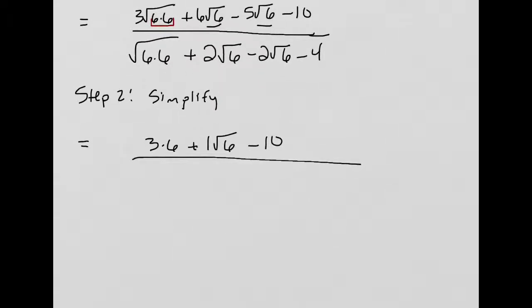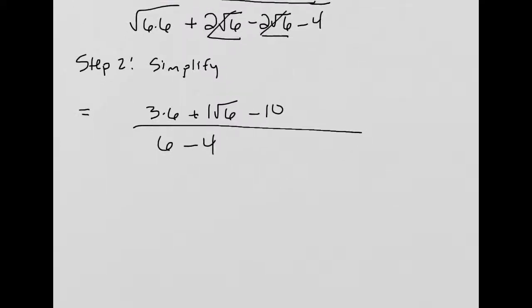Okay, on the bottom, I've got square root of 6 times 6. So again, that just simplifies to 6. And then notice I have plus 2 square root of 6 minus 2 square root of 6. Well, those are additive inverses again, so those are just going to make 0 when I combine them. So that means at the end I'm just left with minus 4.